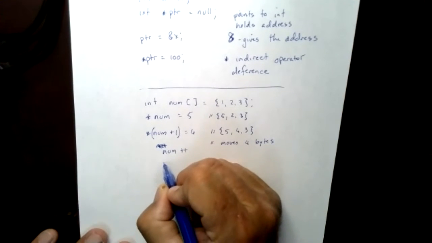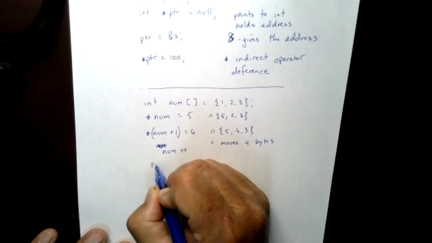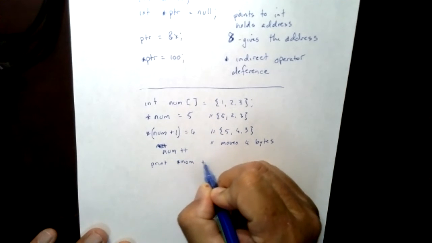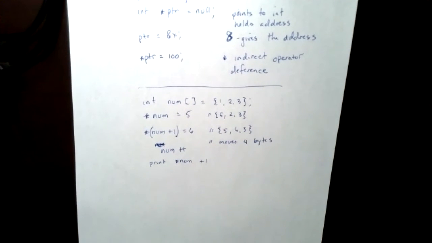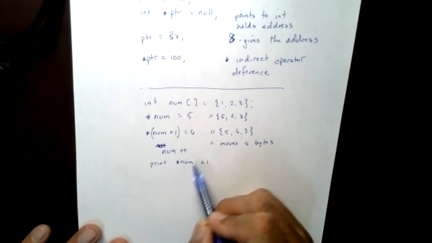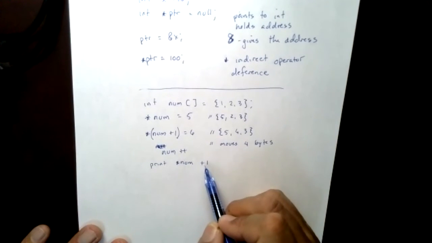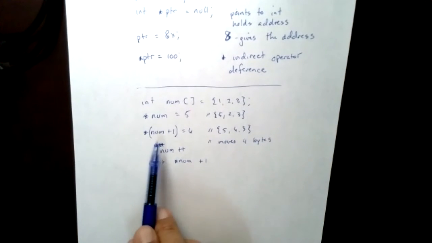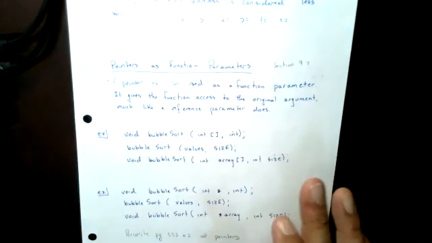If I printed out asterisk num plus 1, what would get printed? 6. Yeah, 6, because asterisk num is 5, because that's the first location. The plus 1 is 6. Just to make sure we're getting that straight, these parentheses were important. Okay, good. Just a quickie little review to get us back up to speed.